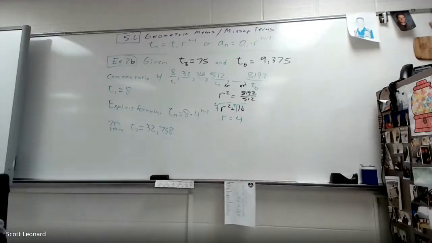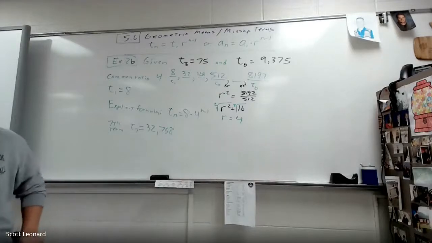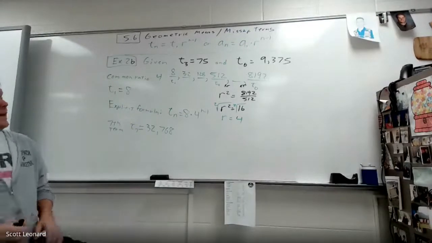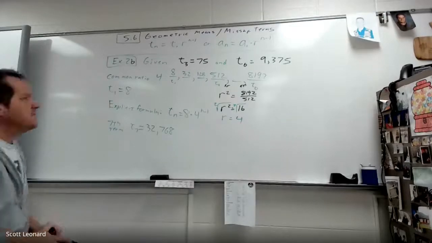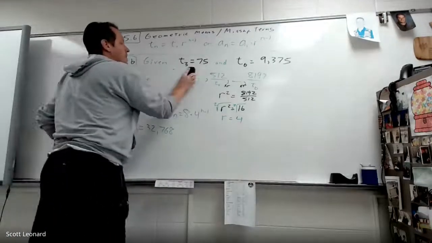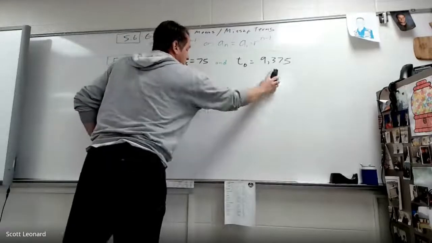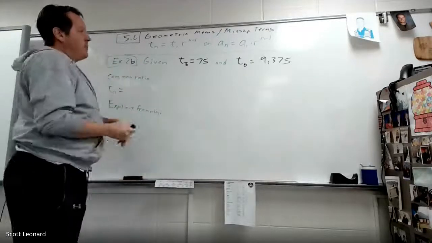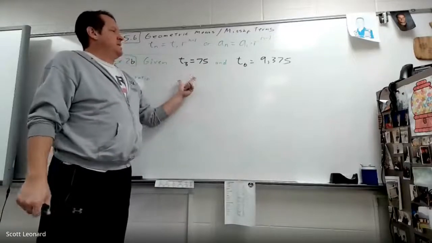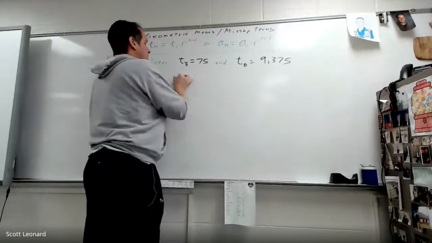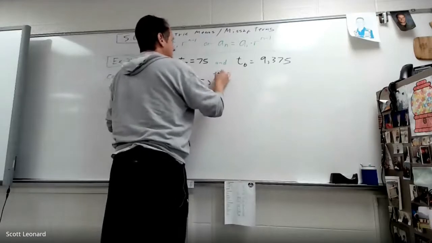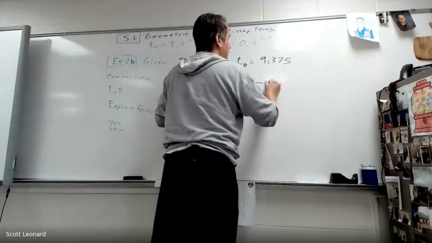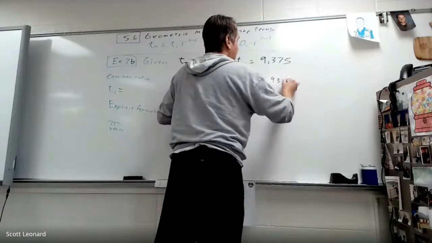All right. How we coming on this one? All right. I left the old one up there just so you kind of work off of it. This time we have the third term and the sixth term, so 1 and 2 are missing and 4 and 5 are missing. T3 is 75. We don't know 4. We don't know 5. We know 6 is 9,375.